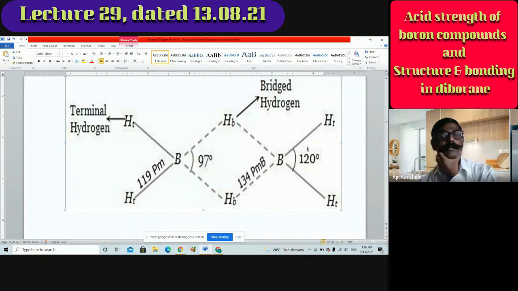What's the bond angle between the terminal hydrogens? It is 120 degree. What's the bond length of boron and bridged hydrogen? 134 picometer. What's the bond length of boron and terminal hydrogen? 119 picometer. Terminal hydrogen bonding has less length, so they are strongly bonded. The boron and bridged hydrogen are weakly bonded. Now we have to find the reason why the boron and bridged hydrogen bond is weak, and the boron and terminal hydrogen bond is strong.